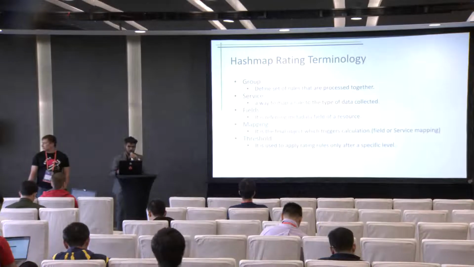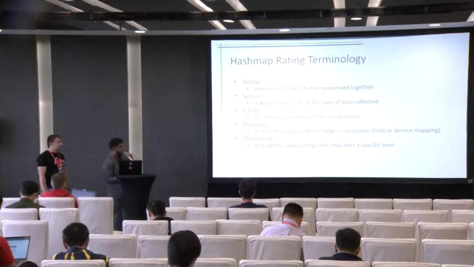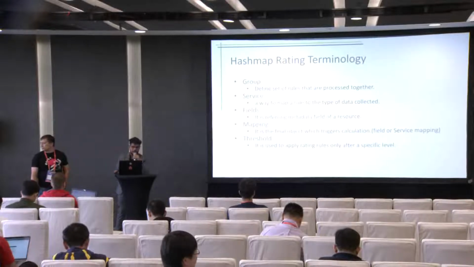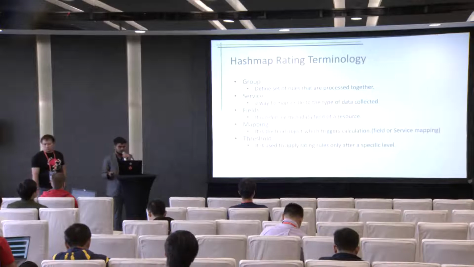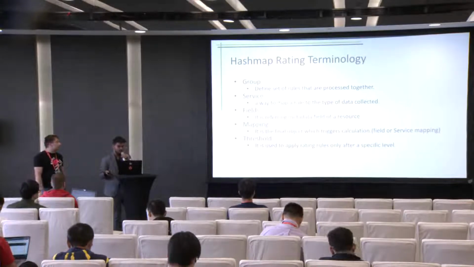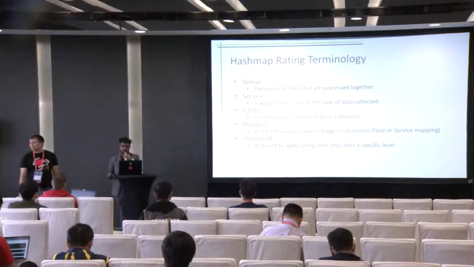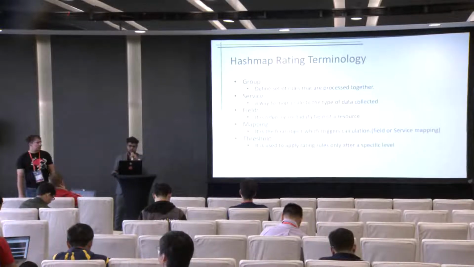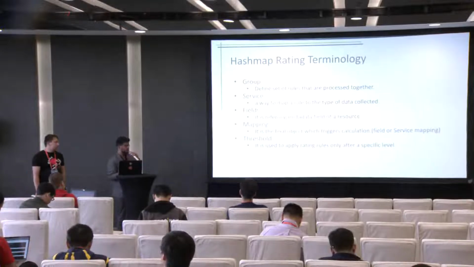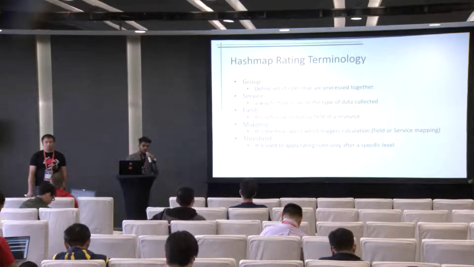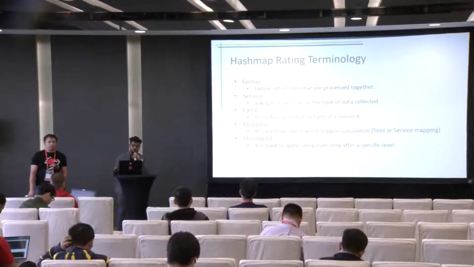Mapping is the final object which triggers calculation. Mapping can be of two types: field mapping or service mapping. So let's start with the field mapping. A field is basically the instance metadata. For example, in an instance, flavor id and project id can be fields. Field mapping is used when you want to apply different costs for the same instance metadata but having different values. For example, you want to define a different rate for your nano flavor and some different rate for your large flavor, then you can go for field mapping.